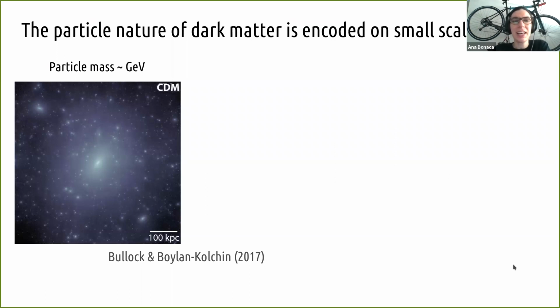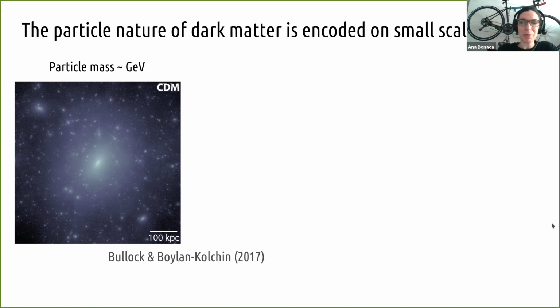And so this is a visualization of a cold dark matter halo of Milky Way mass presented in a review of James Bullock and Mike Boylan-Kolchin from a couple of years ago. And in this case, the particle mass of dark matter is something on the order of GeV. And you can see that this massive halo is filled with small substructures. So there is a myriad of these lower mass subhalos, or bound clumps of dark matter, all the way down to Earth masses.